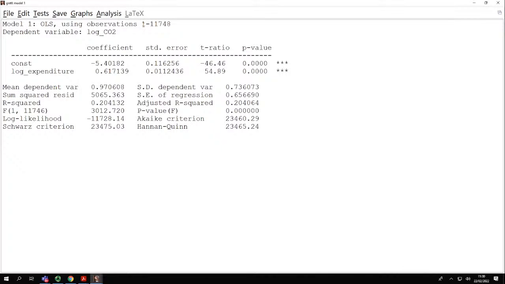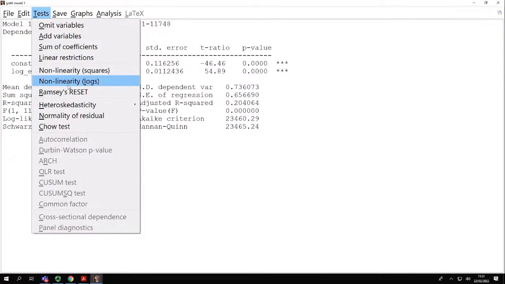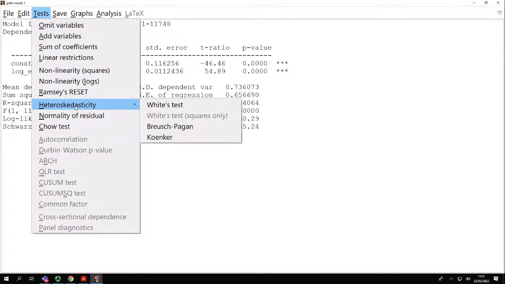In this sample of 11,748 Italian households. Now, we said yesterday, the first check I do, I test for heteroscedasticity. I apply the White test for heteroscedasticity. I have estimated the model by OLS. I want to check if I have homoscedasticity, which is what OLS implies.